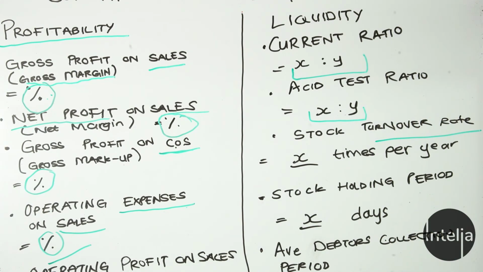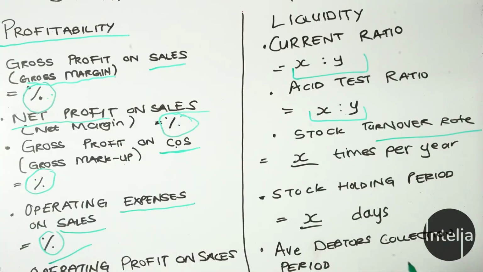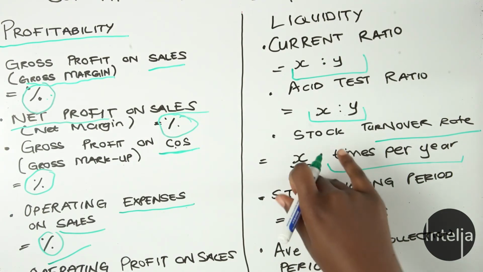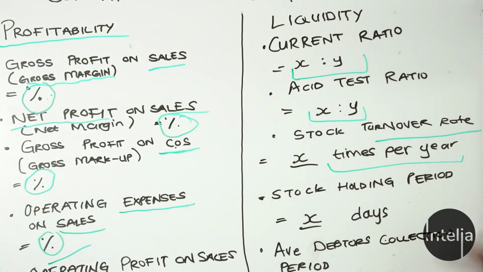Turnover rate means how many times per period, and our financial period is always a year. So obviously our unit of measurement is times per year, right? So that's what we write at the end of our answer. So x times per year, right? And this basically is used to figure out how many times stock is turned over a year. So it depends on the type of goods that are being sold.